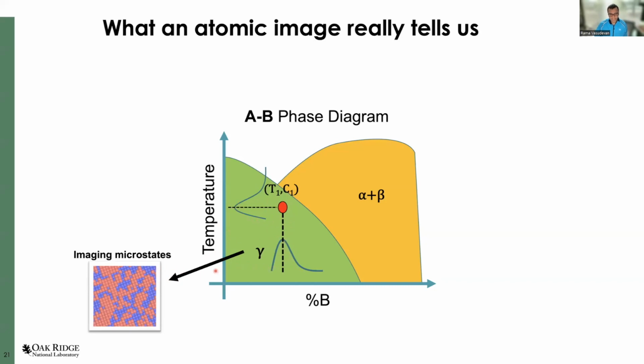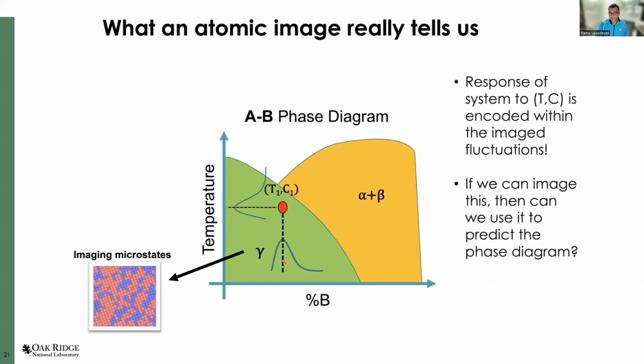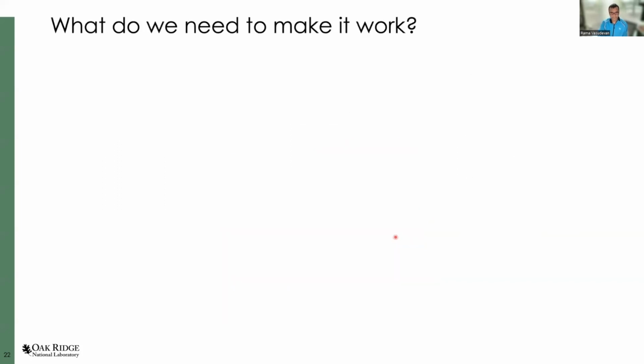And so by imaging the material itself, we have access to this underlying distribution. In fact, the tails of the distribution are where most of the physics that we care about is encoded. That's the key thing here. The response of the system to temperature and composition is encoded within the fluctuations that we are able to image. So if we can image this, can we use it to predict the phase diagram? And it turns out that you actually can.